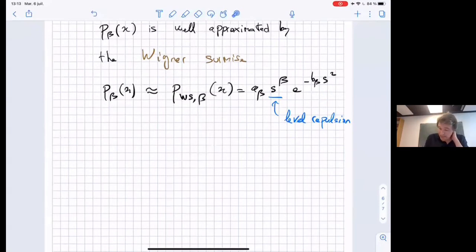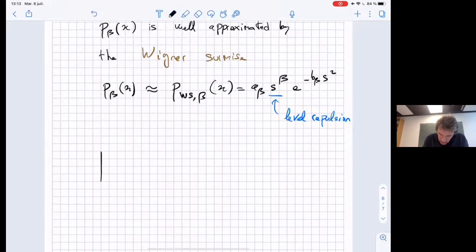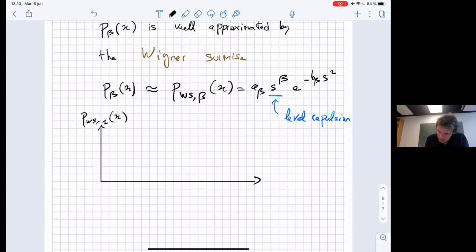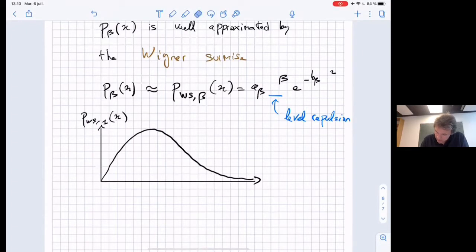And in fact, it has been used as a good indication that random matrices were a good approximation, for instance, in nuclear physics, for the following reason: if you plot this P of beta, let me just plot the Wigner surmise for beta equals 1, it's a function of x, then of course it will typically have this kind of shape, right? And the fact that it goes to zero is... oops, sorry, this should be an x.